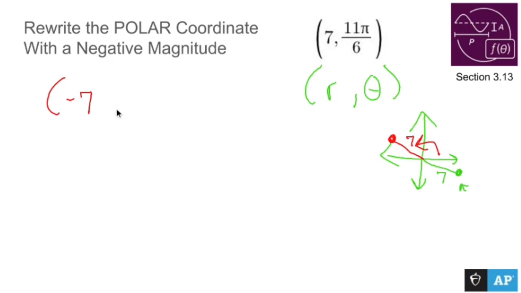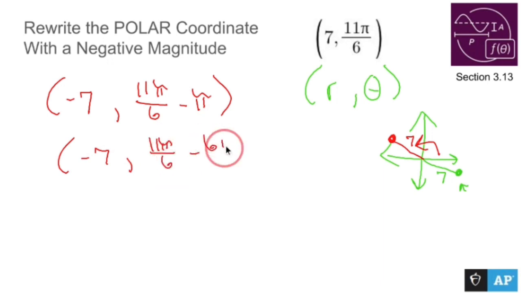So if I'm going to make this negative 7, then I need to spin this guy around in the exact opposite direction. So I'm going to either add, or in this case, subtract pi. Now, why not add pi? Well, if I add pi, it'll be more than 2 pi, and I want to keep it between 0 and 2 pi. So subtracting pi is going to make this look like negative 7. I'll change this pi to 6 pi over 6, and I end up with negative 7, 5 pi over 6.